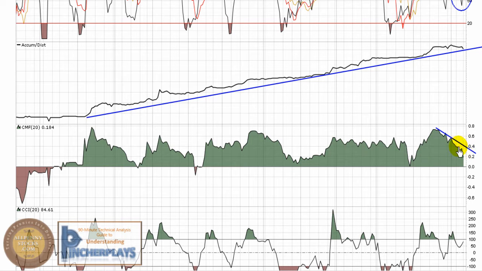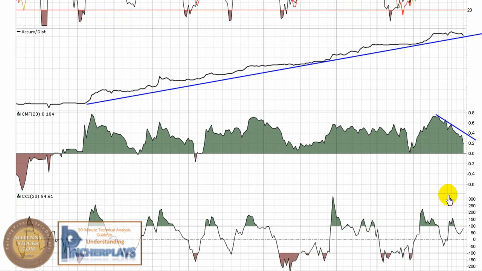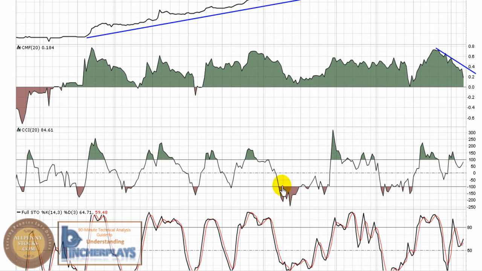So you can't be too alarmed, but this is formed a little bit differently. Even though it's based on the accumulation distribution, it gives you a little bit more of a weighted formulation, so it can sometimes give you a different look than the accumulation distribution. What this needs to do is try to make its turn right back up. CCI is still in a nice uptrend overall.